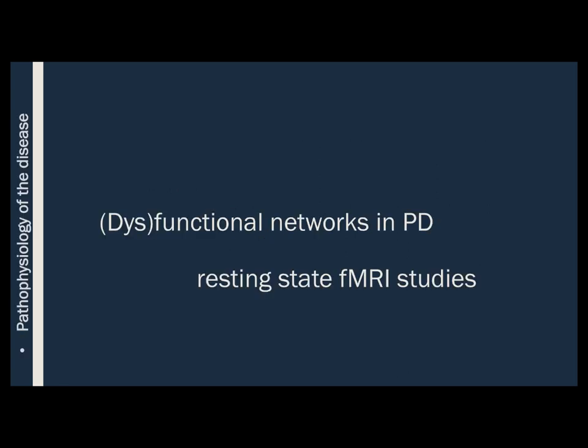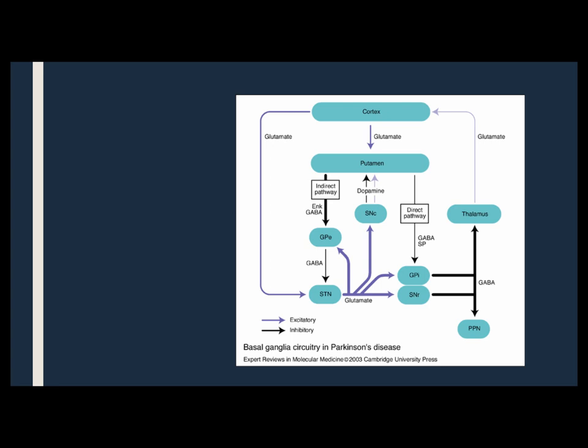So the first study that I want to tell you about is one that we did here a few years ago on understanding some of the functional networks in resting state fMRI. This is just a schematic of the typical systems, the brain areas, that we think of when we look at Parkinson's.